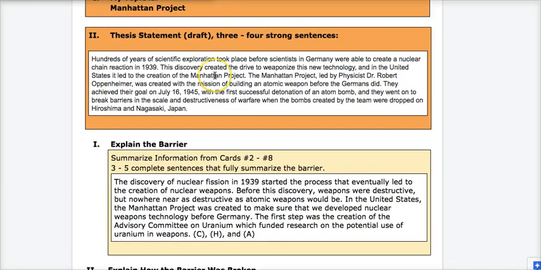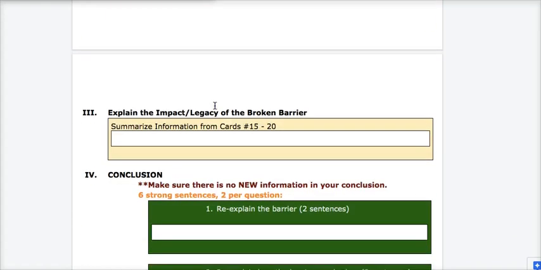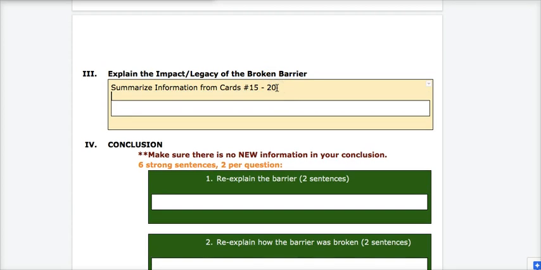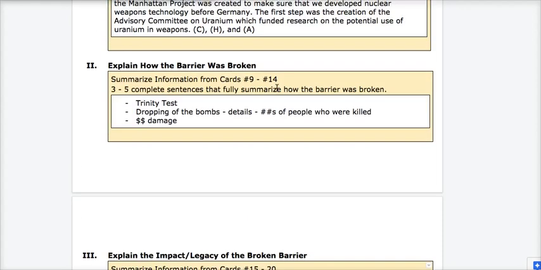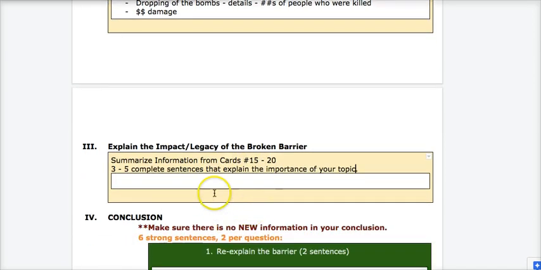So it should be your thesis statement, then 3 to 5 complete sentences here, 3 to 5 complete sentences here, and then when you get to this one, this is cards 15 through 20. One more time, you're going to need 3 to 5 complete sentences in this box. And let's see, what should those sentences do? They explain the importance of your topic. So, someone broke a barrier. So what? Go in and tell me why it's important.